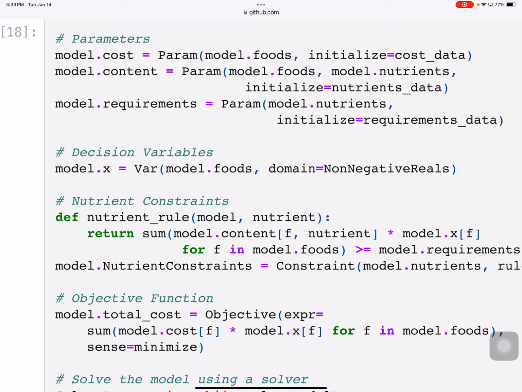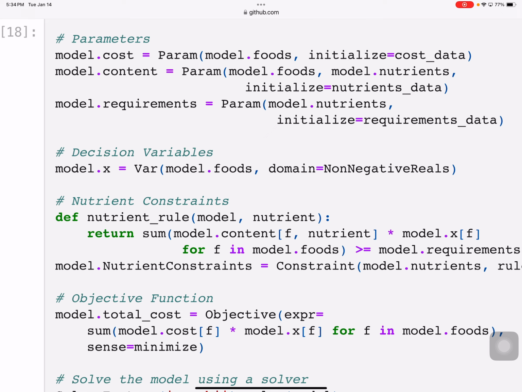As for the constraints, it is slightly more complicated since we are in Python. You need to define the constraints as a function. Okay, so to define any function in Python, as you remember, you need this def keyword here. Let's call this constraint nutrient rule.